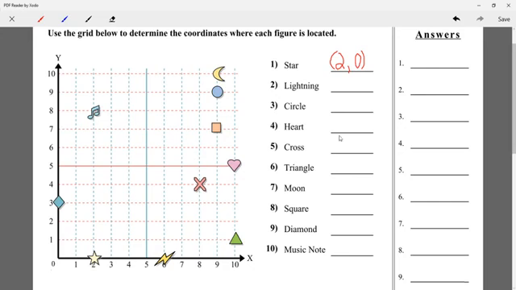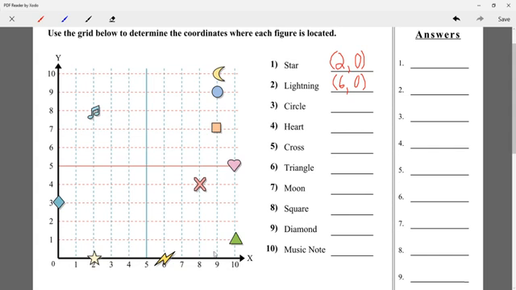Now lightning would be 6 on the x-axis and also 0 on the y-axis. Now, if 2 of these are the same horizontally, right, like in this case, they're on the same horizontal line, that means that the y-axis is going to be the same. Now, if they were vertically on the same line, then the x-axis is going to be the same, as we will see in heart and triangle. But for number 2, is the lightning, so it would be 6, 0.